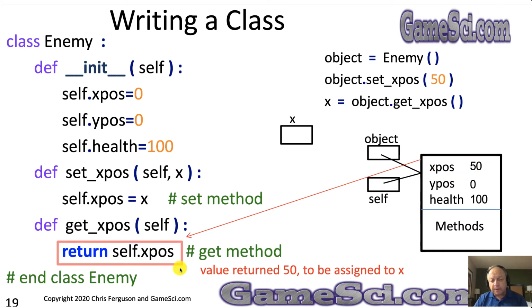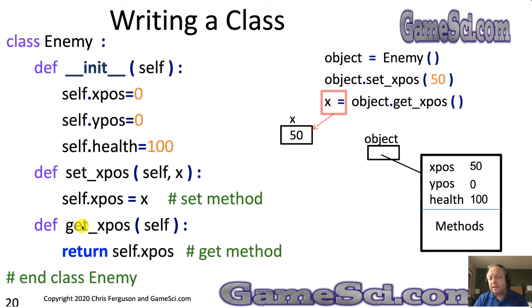Return self.xpos. Return value 50 to be assigned to the variable x above. At the time this code executes, it will have extracted this 50 using the self variable. It will extract this 50, send it back to the caller with the return statement. What happens when it returns? It assigns it to the local variable x. Here it is. Whatever this method returned, I will assign it to the variable x, and our 50 shows up here. Objects are not much more complicated than that. You build an object, you put some stuff in the object, you pull some stuff out of the object.